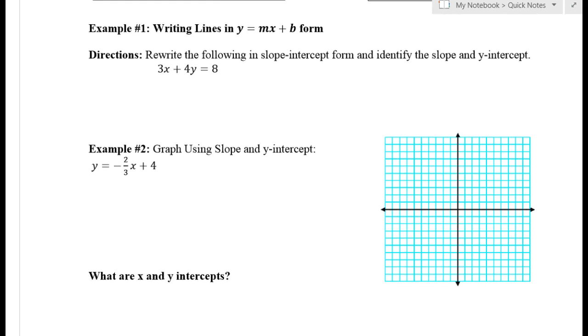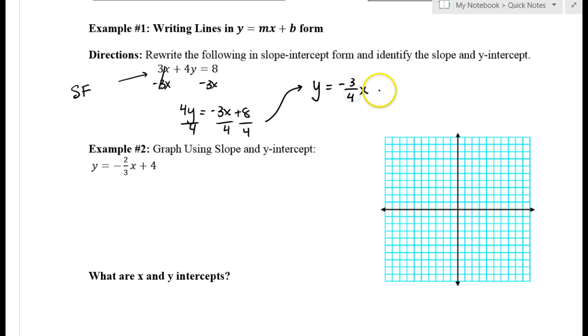So writing lines in slope-intercept form, if we rewrite this in slope-intercept form and identify the slope and y-intercept, that just means I need to solve for y. Right now, it's in standard form. This would be like ax plus by equals c. 3x plus 4y equals 8. Well, we can always go to slope-intercept form. So if I subtract 3x from both sides, 4y equals negative 3x plus 8. And then I just need to divide both sides by 4. That would be y equals negative 3/4 x plus 2, where the slope is negative 3/4, and the y-intercept, I'm just going to write b, is 2.